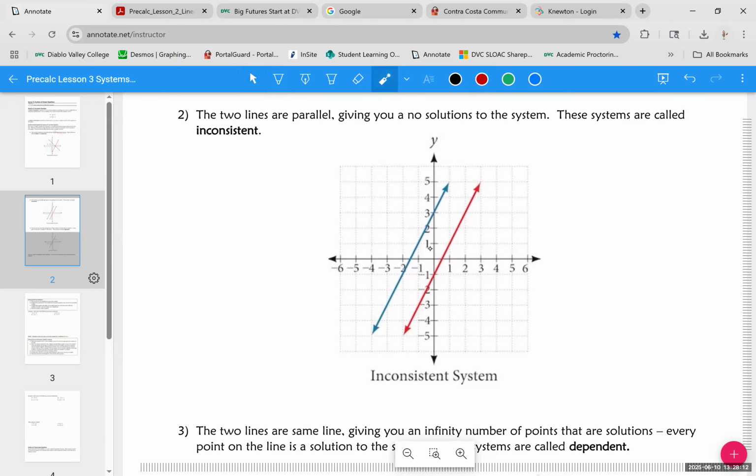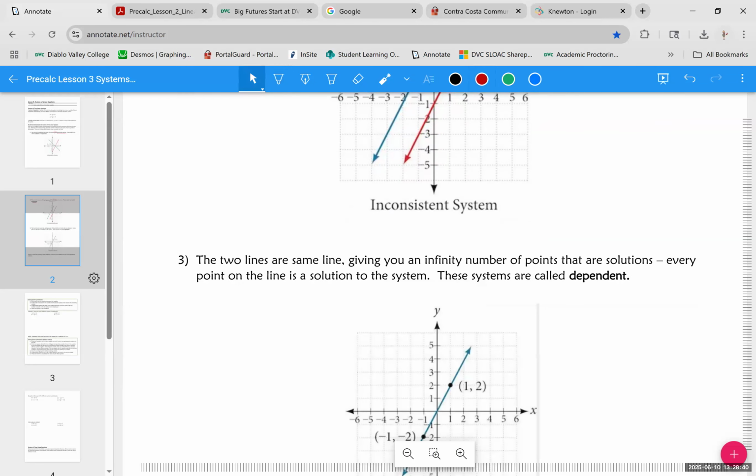The second option, if you're graphing 2 lines, is you can graph them and they'll never intersect because they're parallel. So if you graph them and they have the same slope as we learned in the last lesson, and they are parallel, then this system will have no solution, okay? And those are called inconsistent systems. So if you were to graph this and you were asked for a solution, your solution would be none.